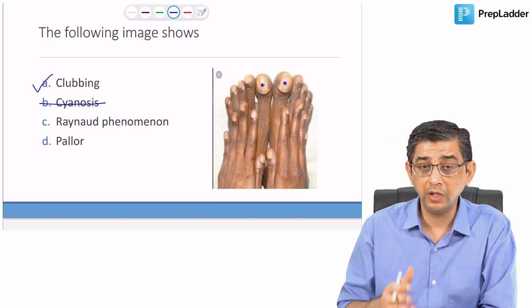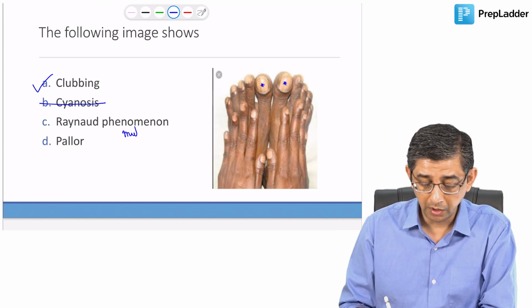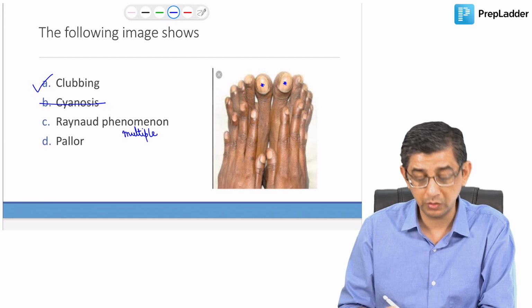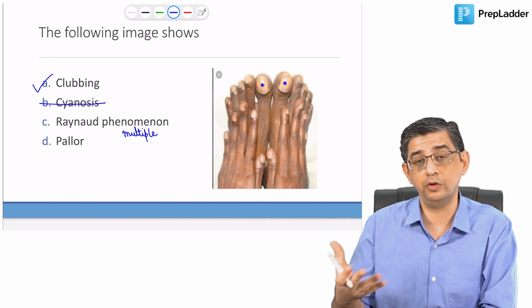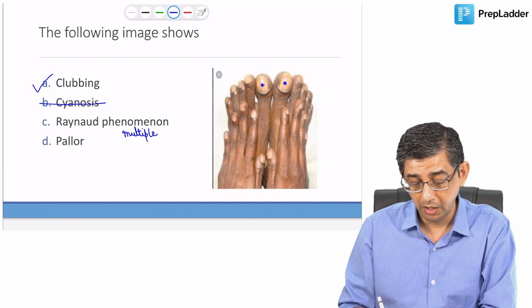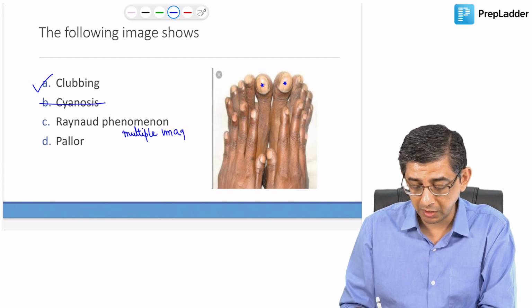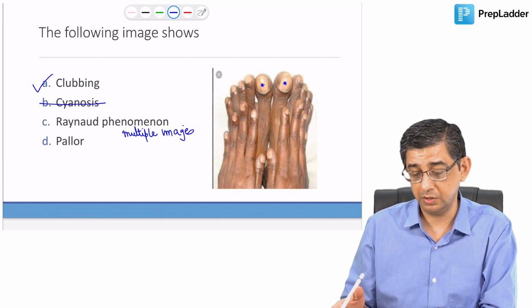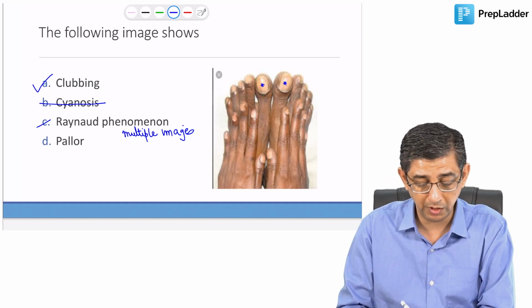For Raynaud's phenomenon, they have to give multiple images. Raynaud's phenomenon is gonna be a color sequence change. It's gonna be white, then it's gonna be red, then the color change sequence will occur. So Raynaud's phenomenon diagnosis can only be made on the basis of multiple images. A single image cannot diagnose it. So anyway, that is ruled out.